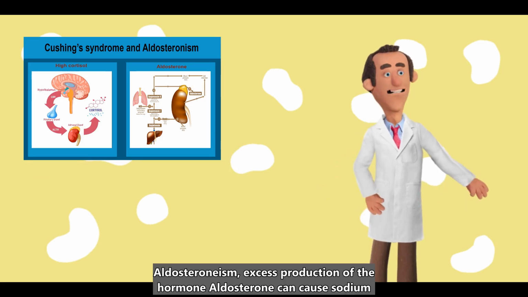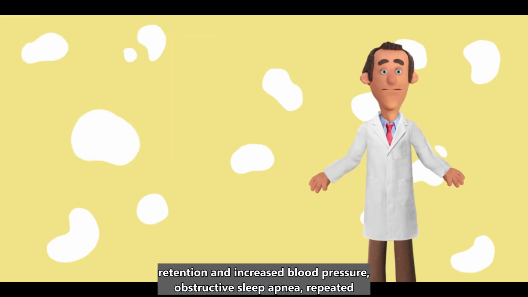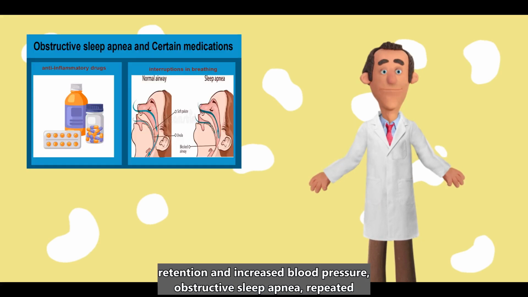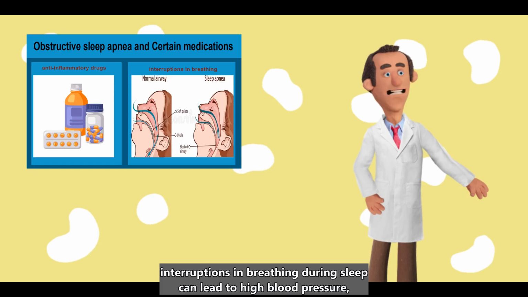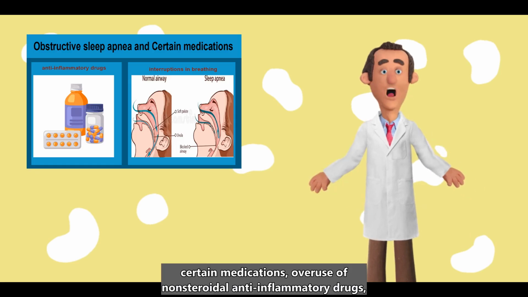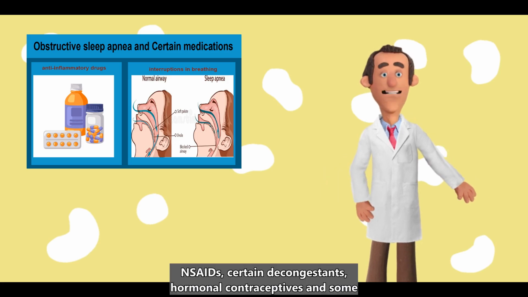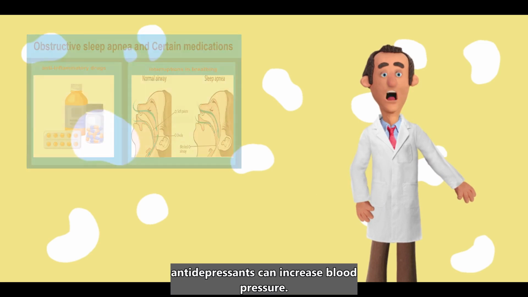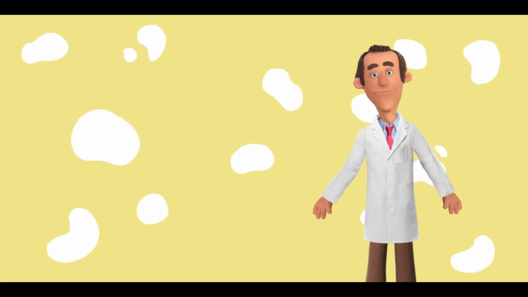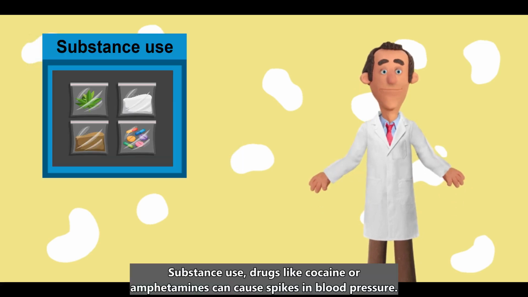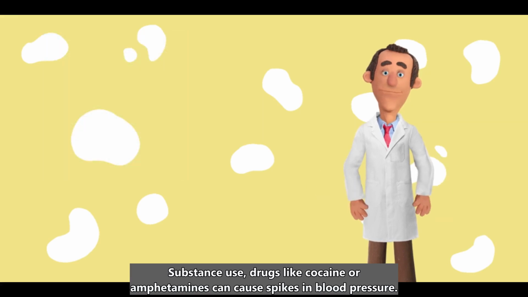Aldosteronism: excess production of the hormone aldosterone can cause sodium retention and increase blood pressure. Obstructive sleep apnea: repeated interruptions in breathing during sleep can lead to high blood pressure. Certain medications: overuse of nonsteroidal anti-inflammatory drugs, NSAIDs, certain decongestants, hormonal contraceptives, and some antidepressants can increase blood pressure. Substance use: drugs like cocaine or amphetamines can cause spikes in blood pressure.